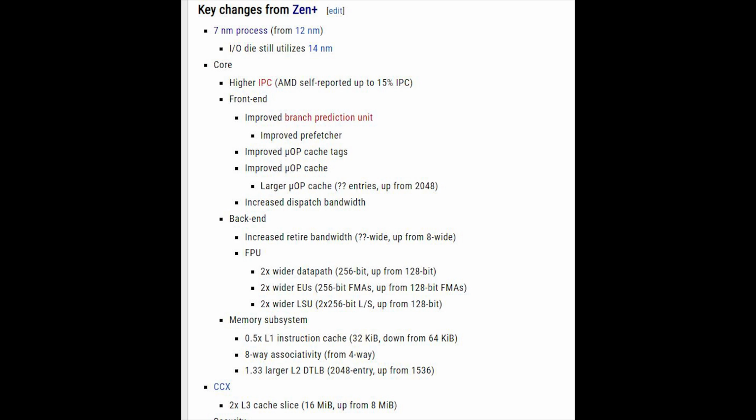So what's going on here? Well, one thing we do know, of course, is that AMD are reporting around a 15% IPC gain compared to the previous generation of processors, which obviously isn't going to increase the speed significantly, but we also have monumental changes to the FPU. 2x wider data path and EUs, as well as LSUs, which means that, quite frankly, things such as AVX performance and general floating point performance are just going to be considerably faster with this CPU.